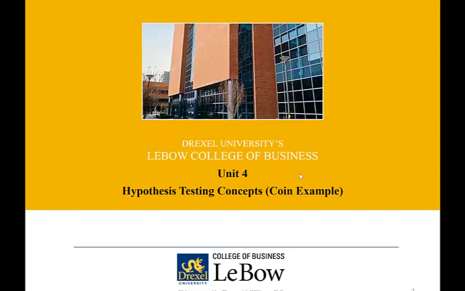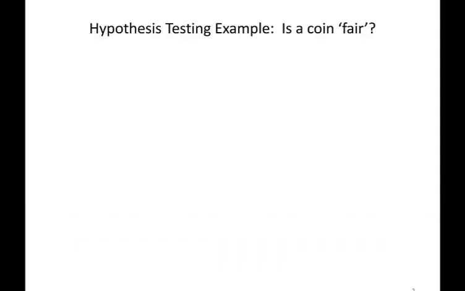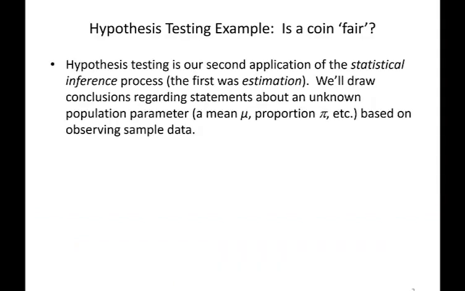In this video, we're going to talk about the concepts involved with hypothesis testing. And this is actually the second inference process. We talked about estimation and confidence intervals last week. And the idea here is that we're going to make conclusions about statements regarding unknown parameters, such as the population mean or the population proportion and so forth. And those statements are going to be based on the sample data.